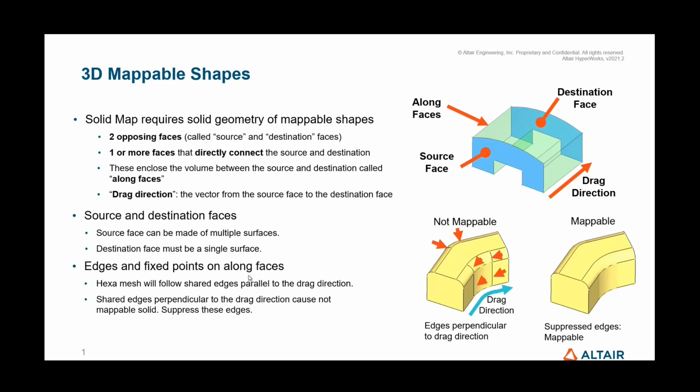Another thing here: the hex mesh is going to follow, in this example, this direction, but these lines along the way, just based on how the algorithm works for meshing, are going to mean that it's not mappable. So we have to have what I like to think of as a direct connection between source and destination face. There's a really easy solution here, fortunately, which is just to suppress these edges, and then we end up with a direct connection between the source and the destination. So while this is not mappable, once we suppress these lines, this solid becomes mappable.